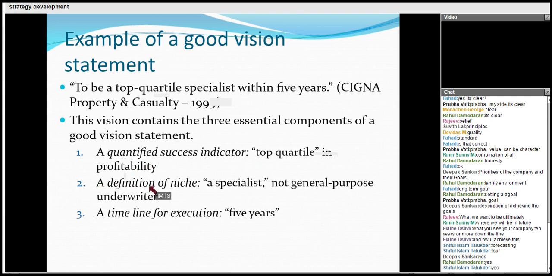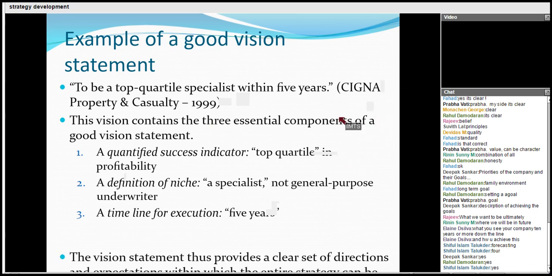The next is a definition of niche. You know what a niche is, right? Exactly what you do, what kind of business you do. A specialist. They want to be a specialist in their niche, not general purpose. They don't want to do everything. They want to be a specialist in a particular something. And a timeline for execution. They said 5 years. So after 5 years, if they are not a top quartile specialist, then they know that they have failed.